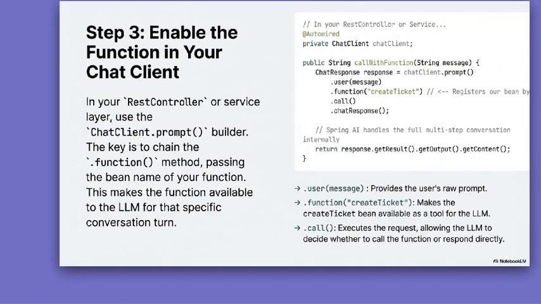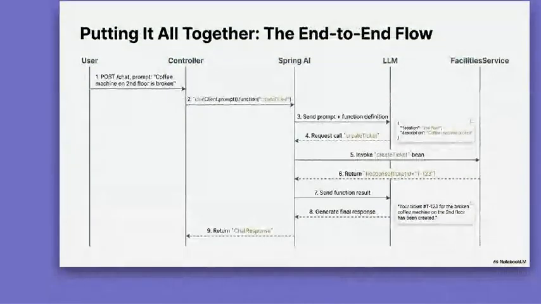So the LLM gets both the prompt and its tool inventory, and it recognizes it needs to act. Step 4. The LLM responds to Spring AI, but the response isn't text. It's that structured function request JSON payload with the function name and the extracted arguments. Location, second floor, description, coffee machine broken. This is the moment. Unstructured language becomes structured data. That's the transformation. This JSON hits Spring AI, proving the model successfully interpreted the intent and got the details.